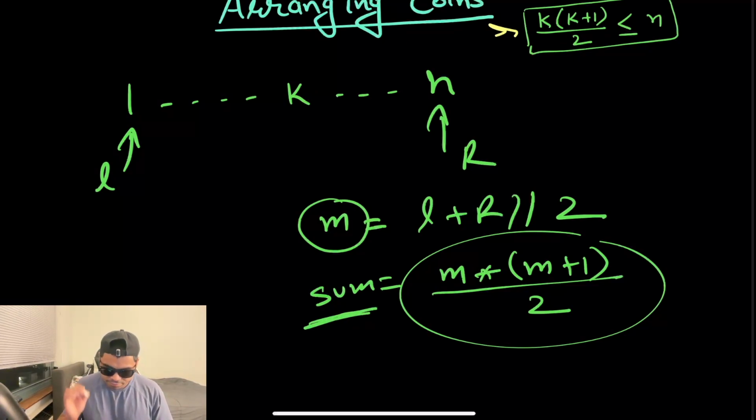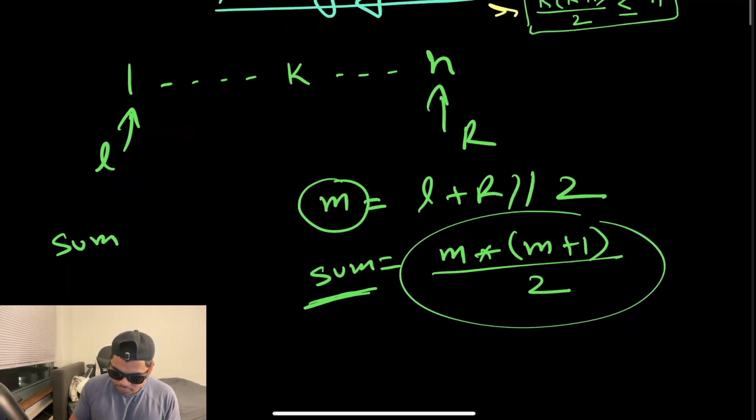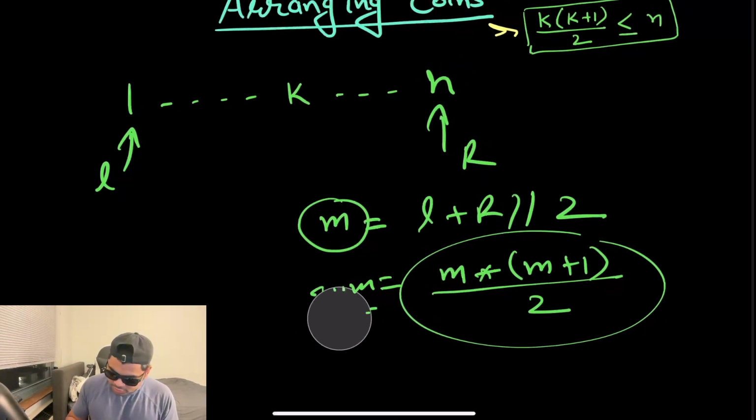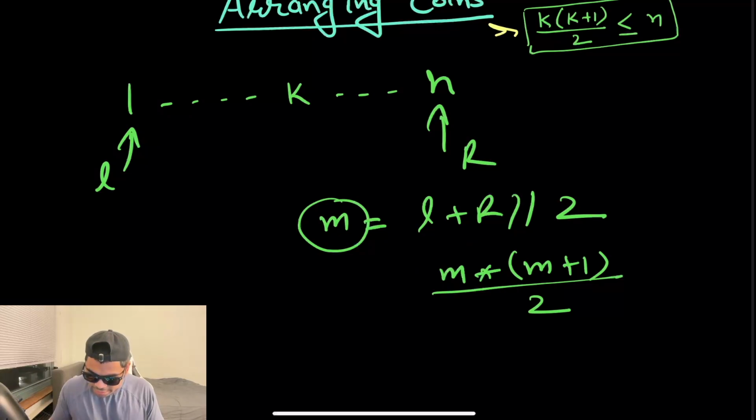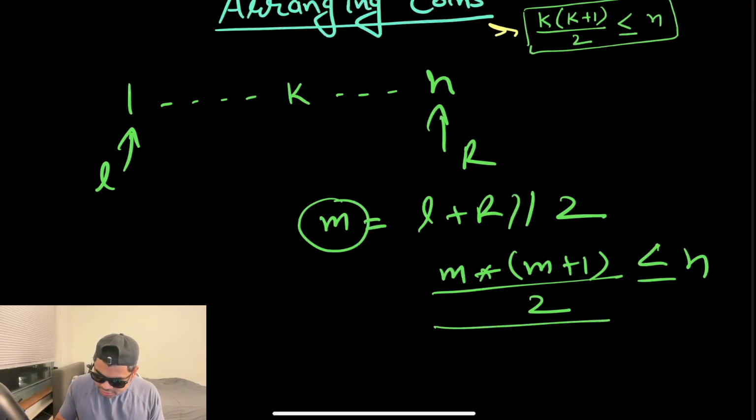Now check if this sum is greater. Check where this sum lies when you compare it: is it less than or equal to n? If it is, that means we could go a little higher. That means we could push our left to mid plus 1, right?